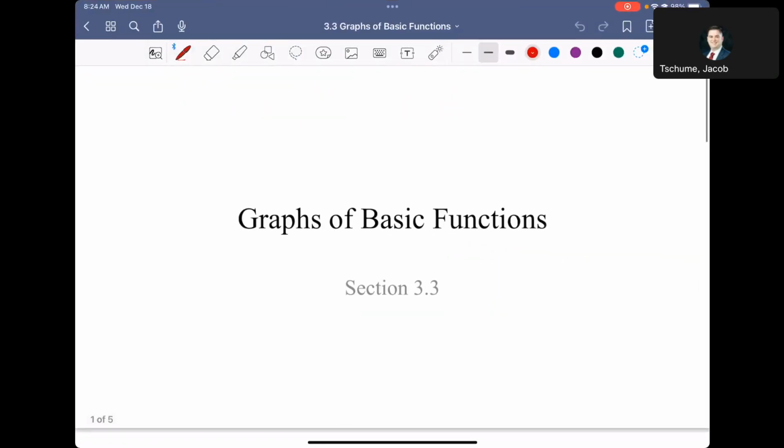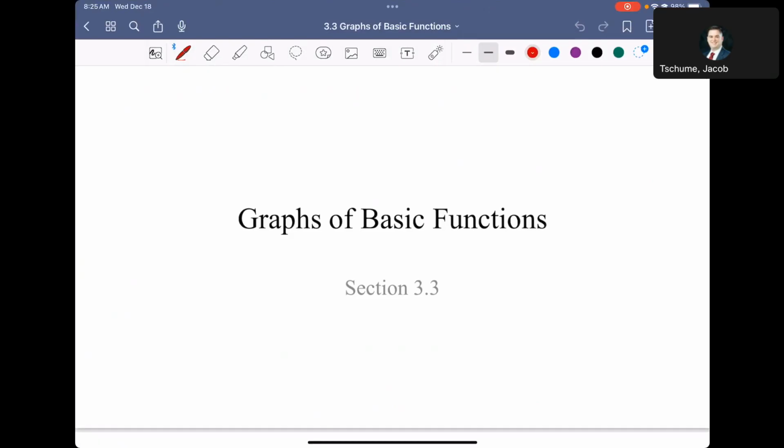All right, we are going to be moving into section 3.3. Over the next two videos, we're going to look at some basic graphing techniques that we need to be aware of. So in this first video, we are going to look at what's called the graphs of basic functions.